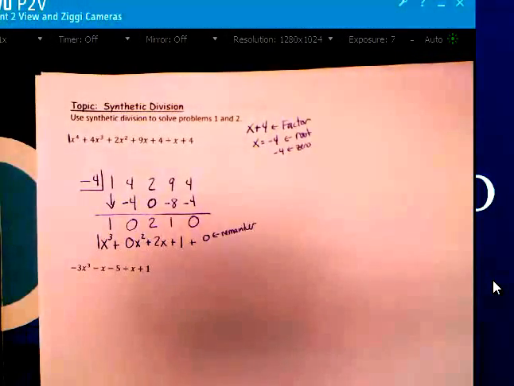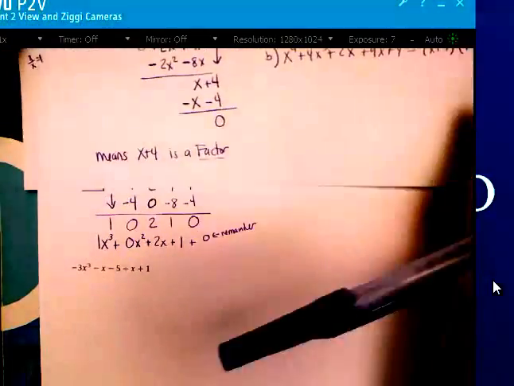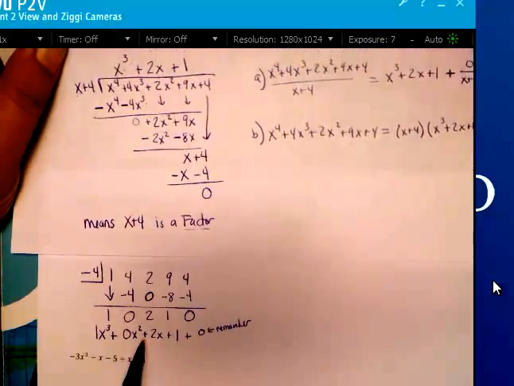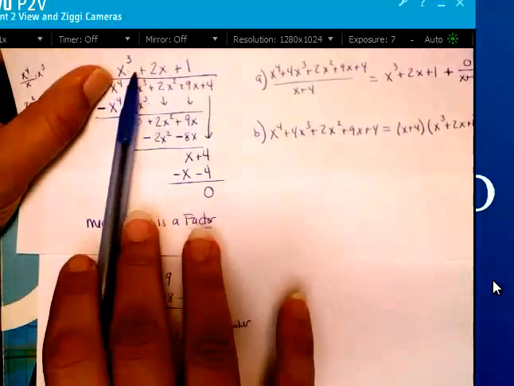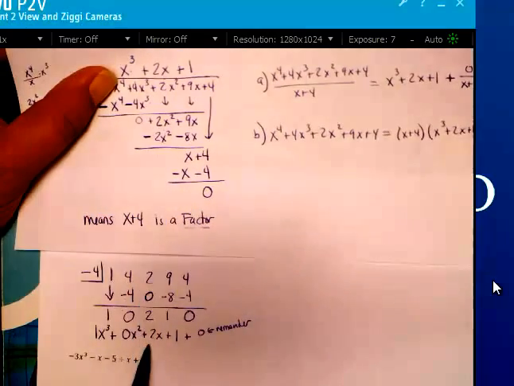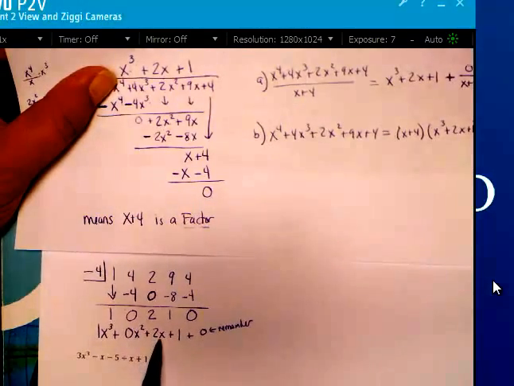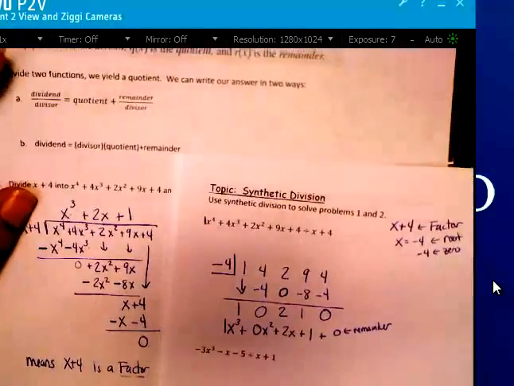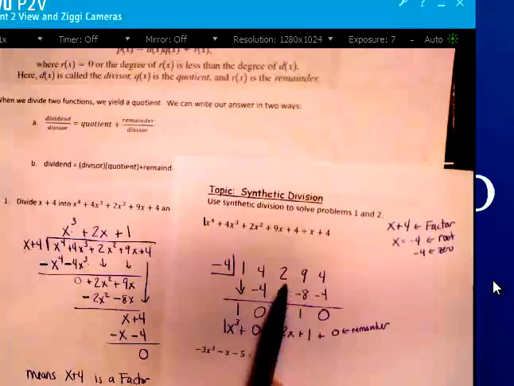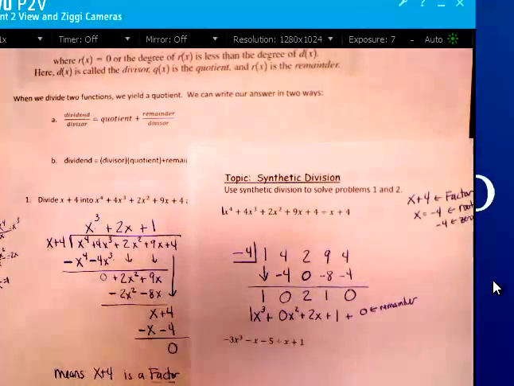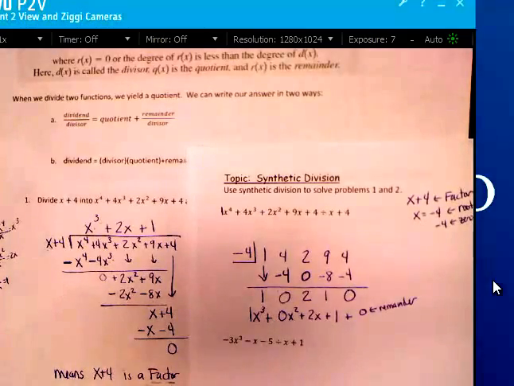Okay, so notice when I compare it to this problem, let me scoot down just a little bit. Notice that our result is the same. We have x cubed, here we have x cubed. Our next term was 2x, here we have 2x because that's 0, and then we have plus 1. So this work on synthetic division takes the place of all of this work over here. It makes it just a little bit faster. Let's go ahead and do one more example.